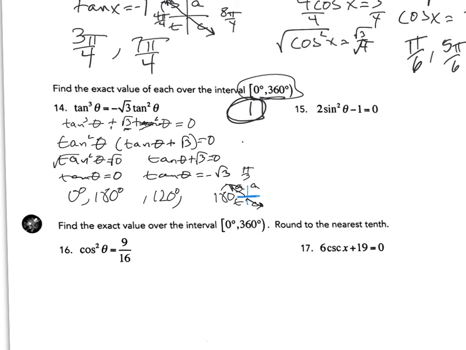Now you'll have your calculator, so if that helps. And then you want to do 360 minus 60, so that's 300 degrees. So there's 4 answers there, not because we took the square root, but because there were 2 answers generated from each factor.